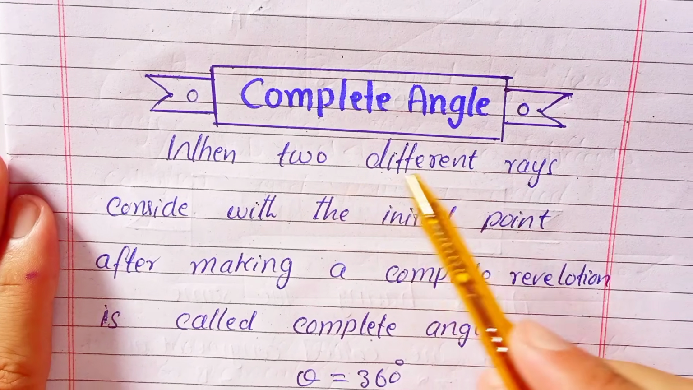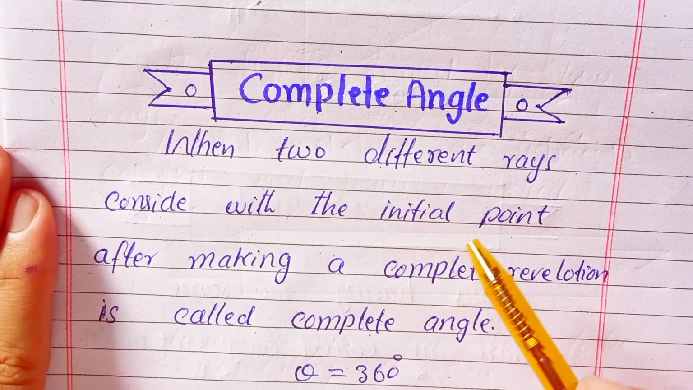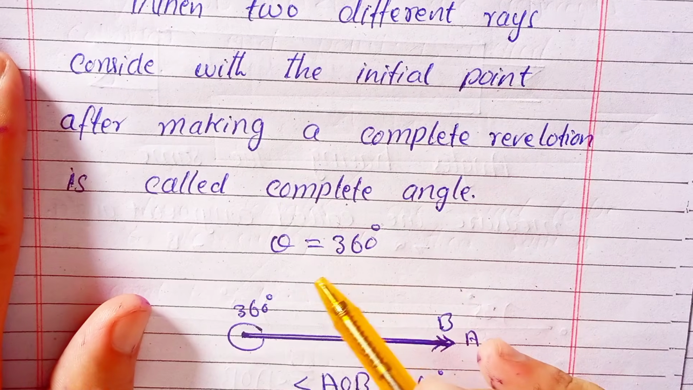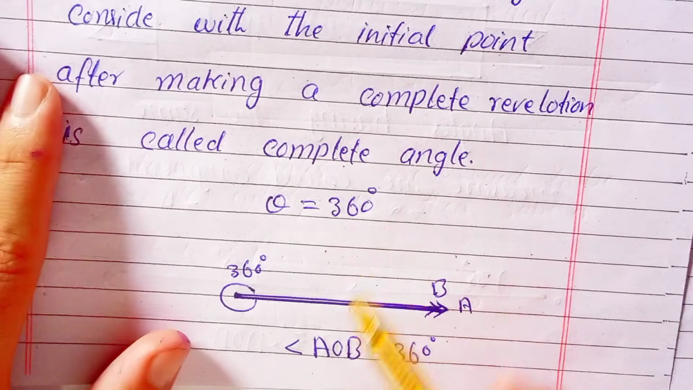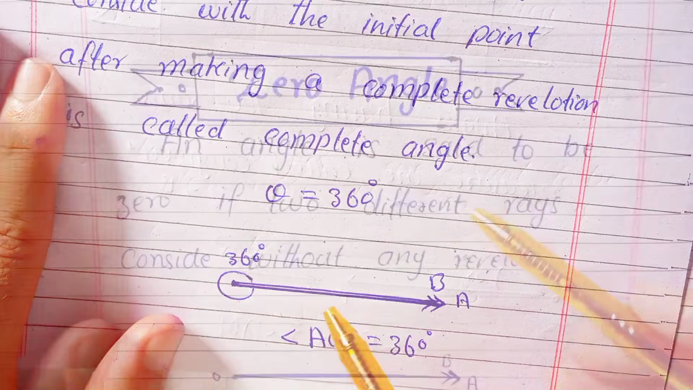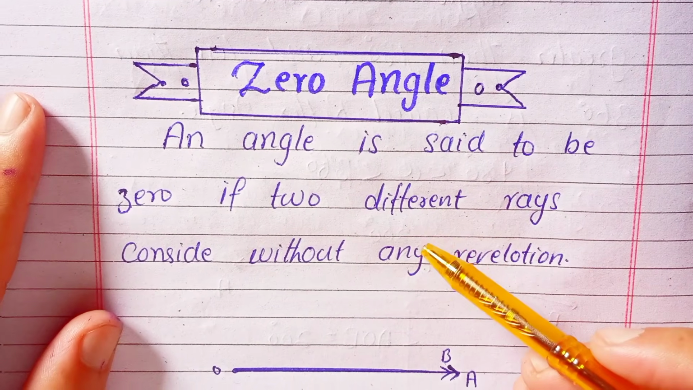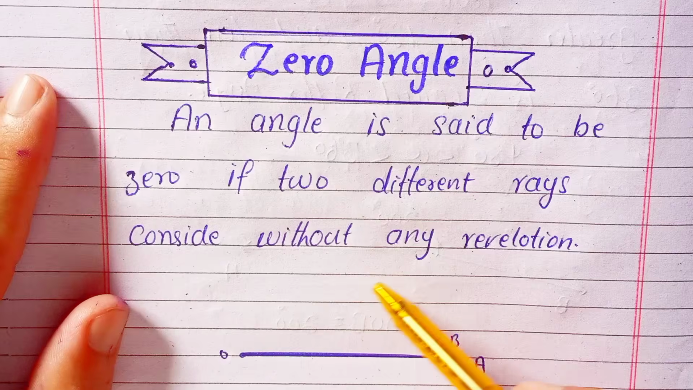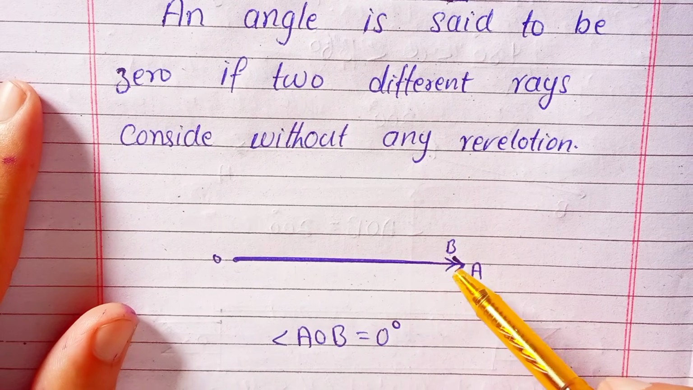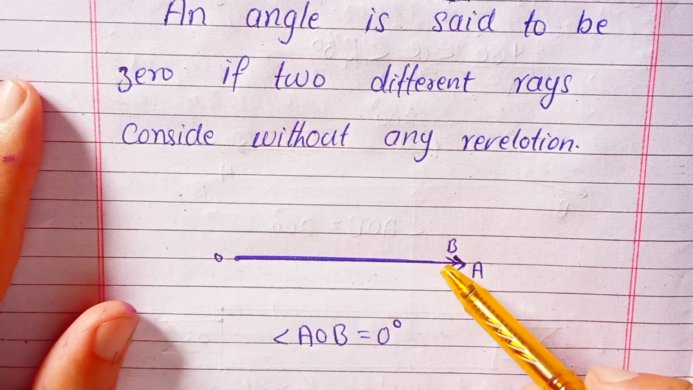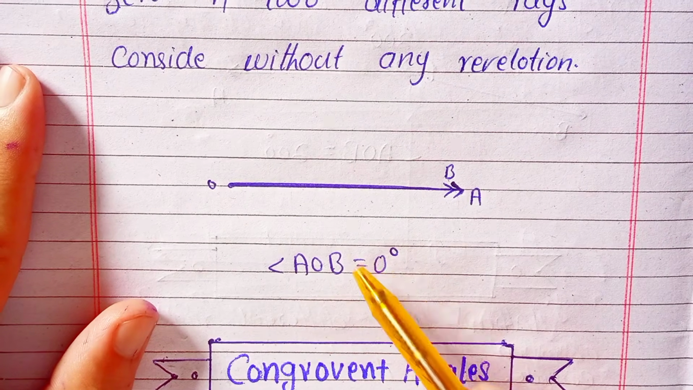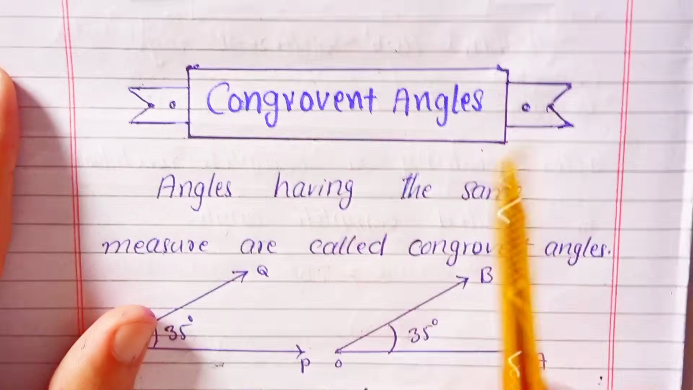Complete angle. When two different rays coincide with the initial point after making a complete revolution, it is called a complete angle, which is equal to 360. So AOB is a complete angle which is equal to 360 degrees. An angle is said to be 0 if two different rays coincide without any revolution. For example, AOB is a 0 angle because OB coincides with OA without any revolution. So the angle AOB is equal to 0 degrees and is called a 0 angle.